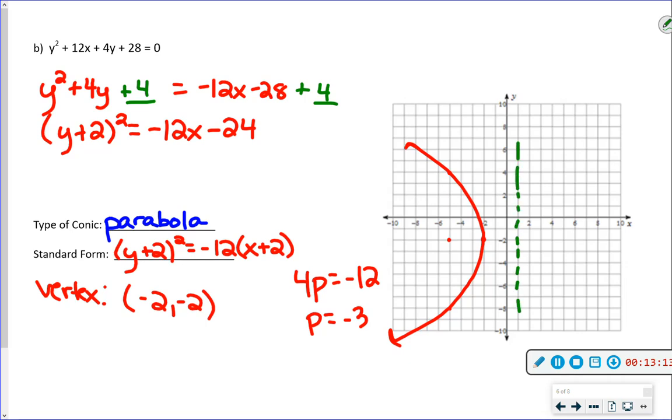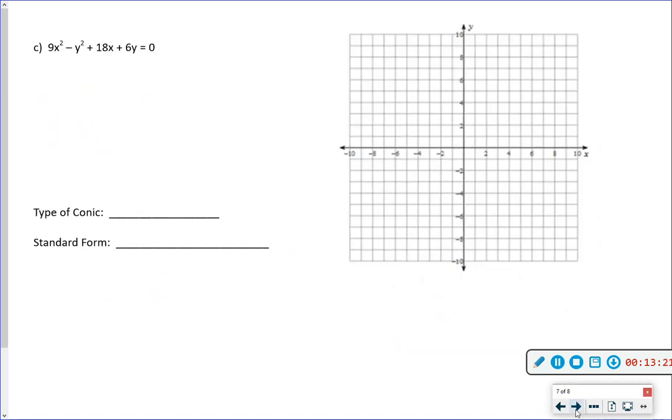All right, any questions on that? Okay, final graph. God help us all.